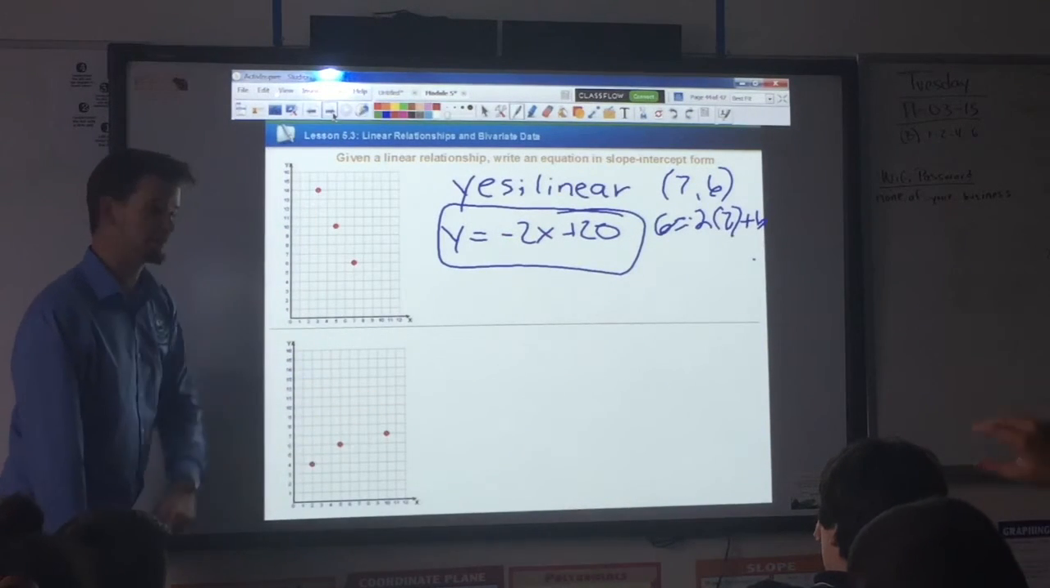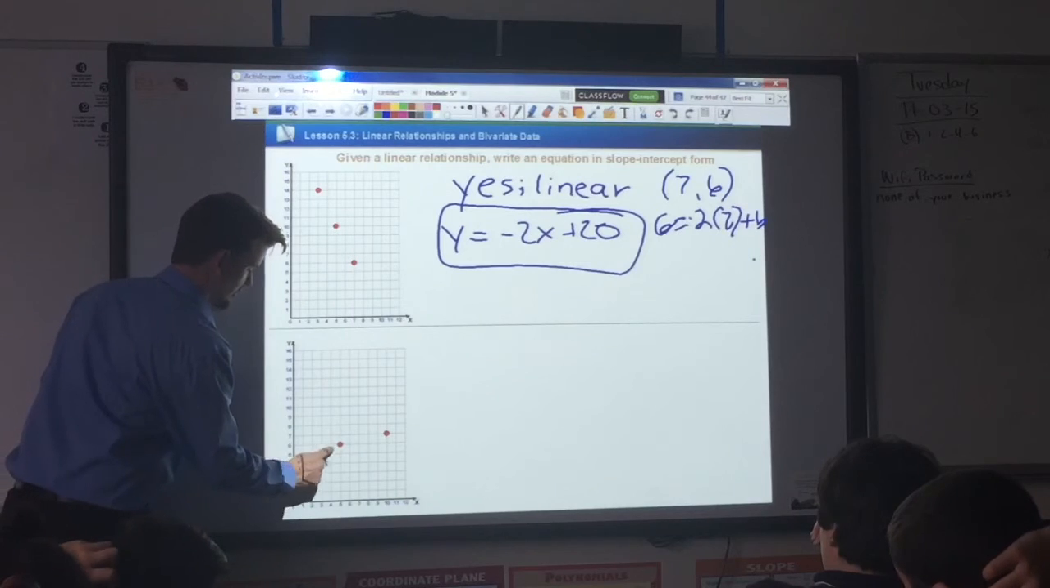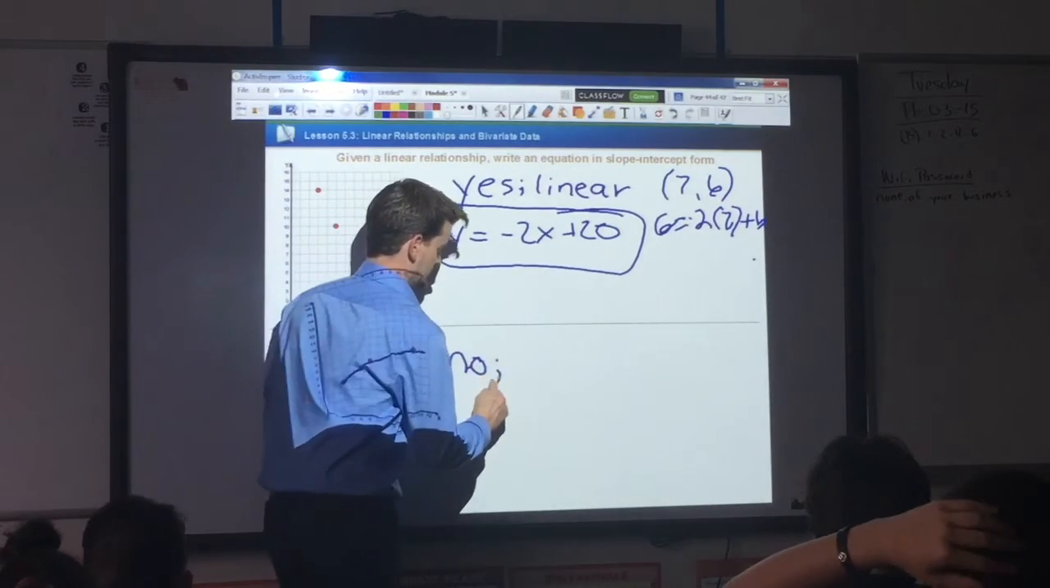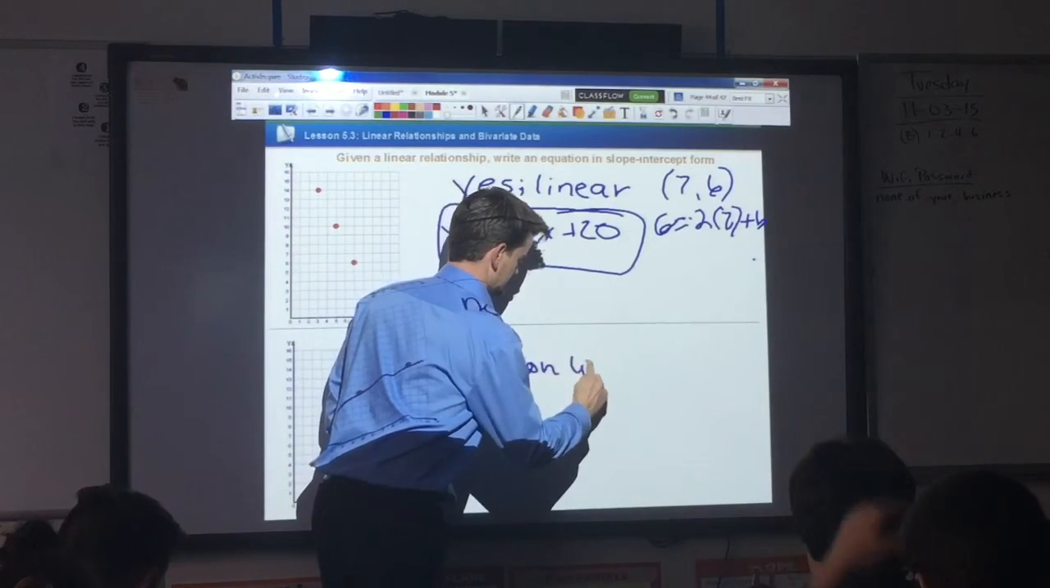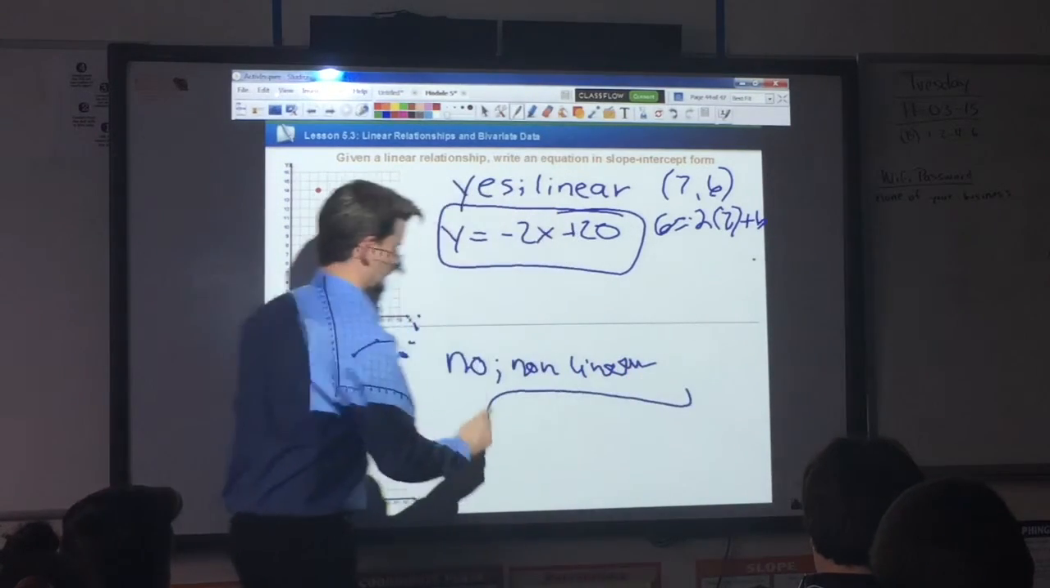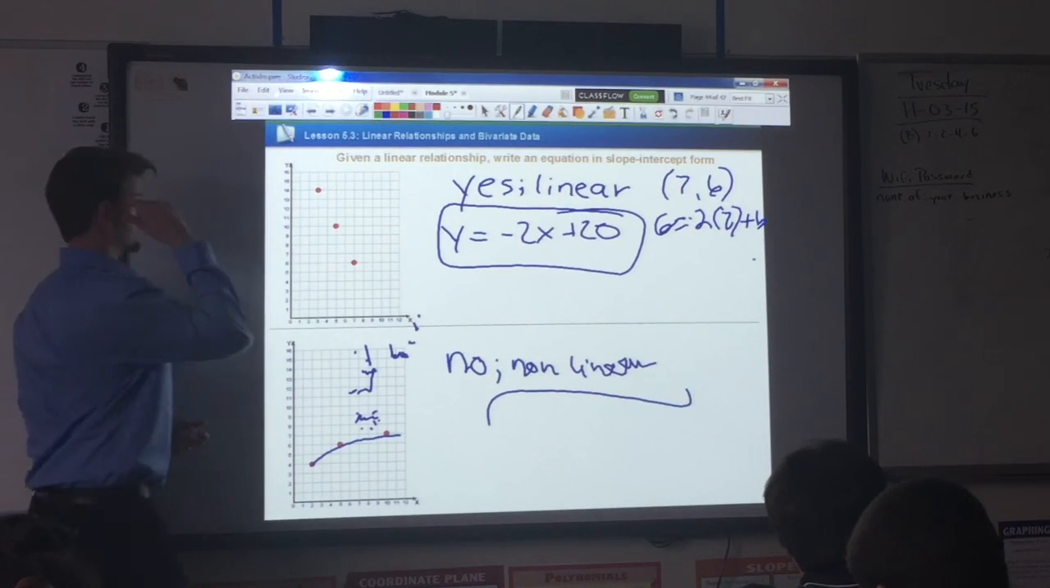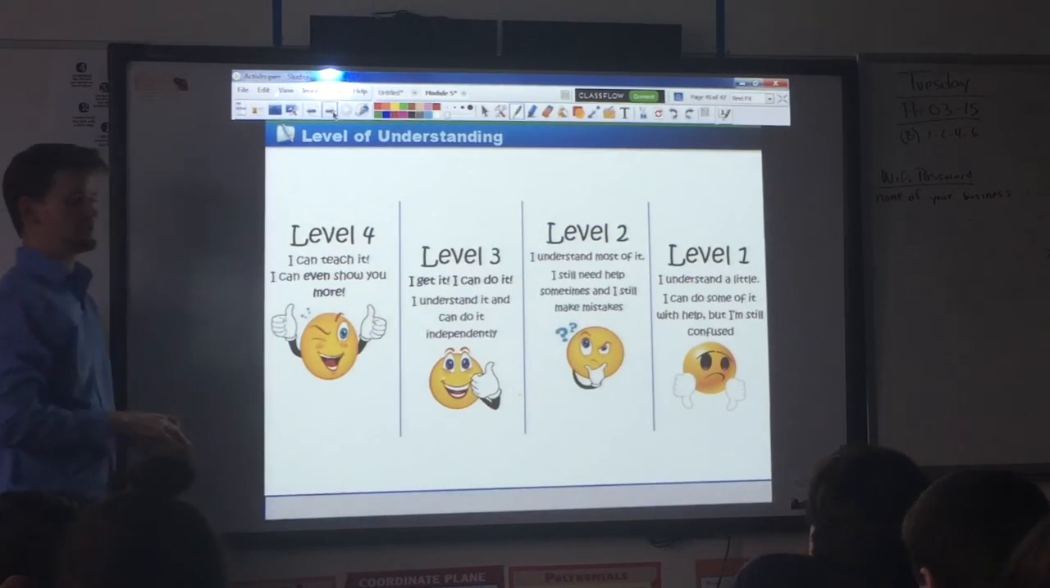But now this one, is this one linear? No. So can you write an equation here, yes or no? No, I cannot. Non-linear. Any questions? No? All right, so we'll be done here. That's going to be 4, 3, 2, 1.